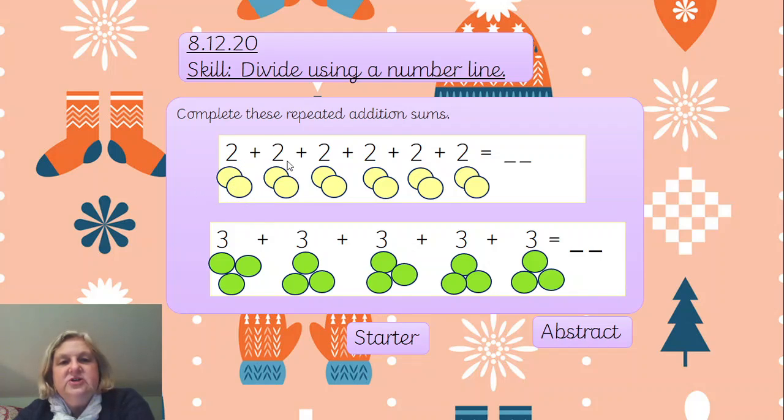So we've got 2, a 2, a 2, a 2, a 2, a 2, we can count this in multiples of 2: 2, 4, 6, 8, 10, 12, and we can put the 12 in here. And this one is counting in threes. We would have 3, 6, 9, 12 and 15, and that would be our answer here.